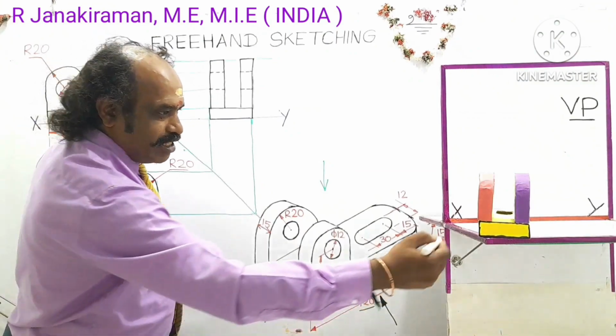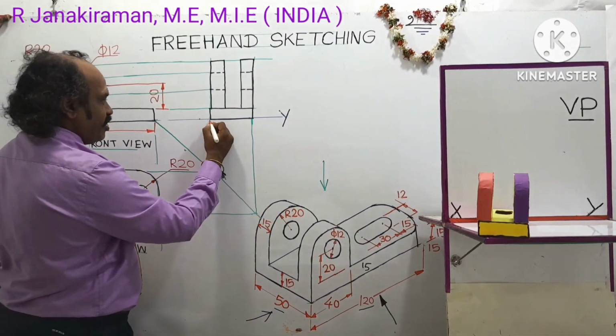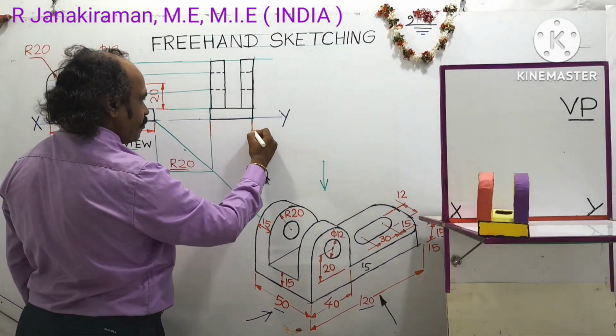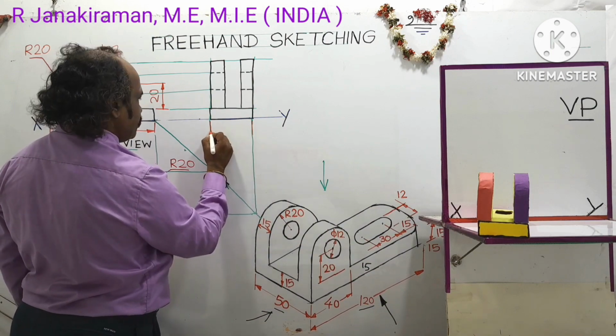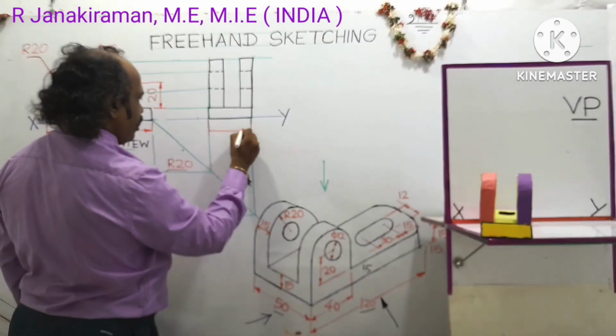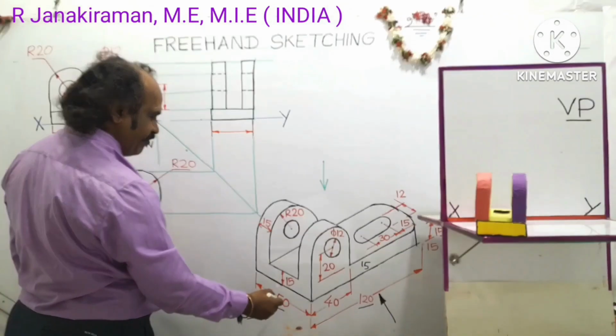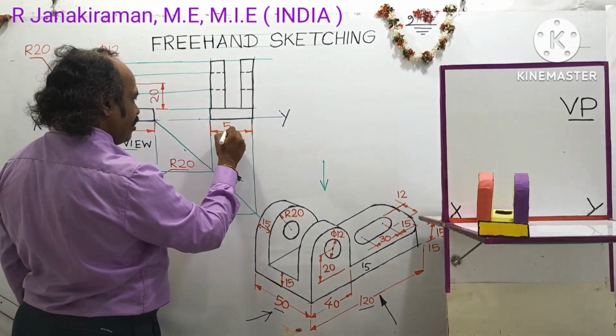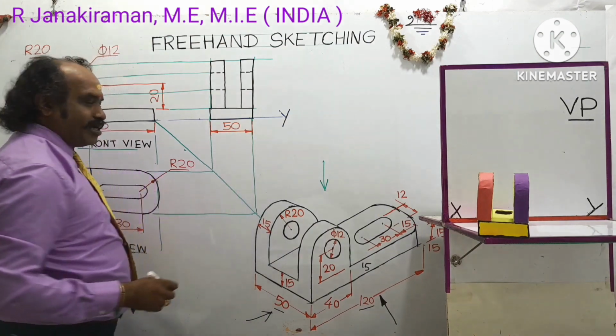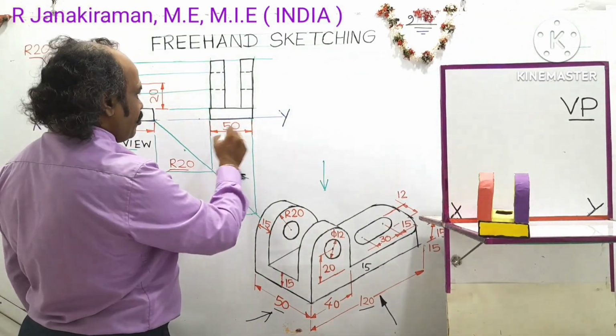So next we will dimension this. In the side view we can see the breadth of the object. So draw an extension line like this. Draw a dimension line. Put arrowheads, shade them, and you can write the breadth of the object as given, 50. Don't write mm, just write the number in terms of millimeter. That is, the number alone is sufficient.